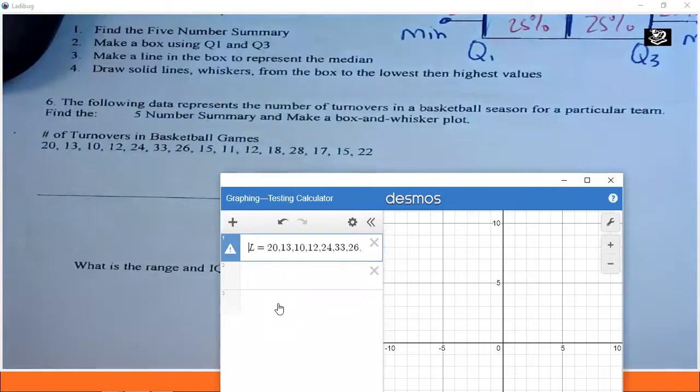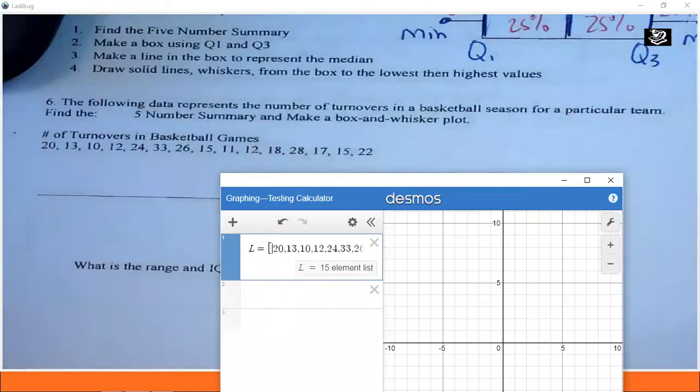Oh, I put my bracket in the wrong place. There we go. Now it likes it, all right. I have 15. Do y'all have 15 elements? Yes, no? Are you alive?